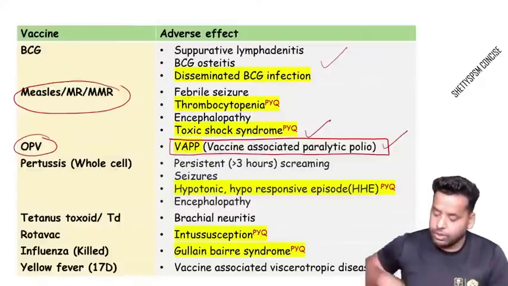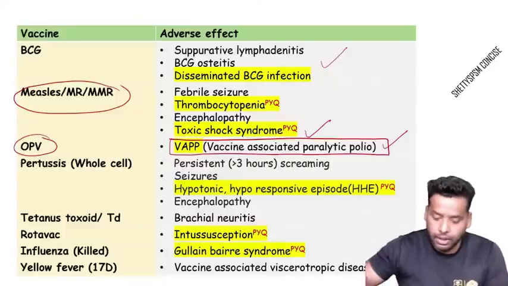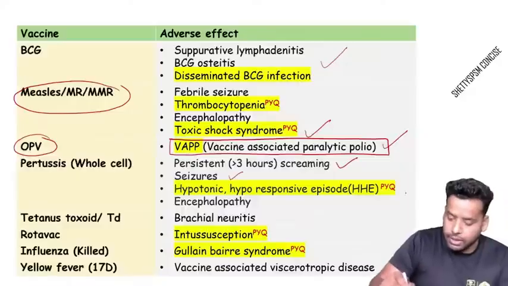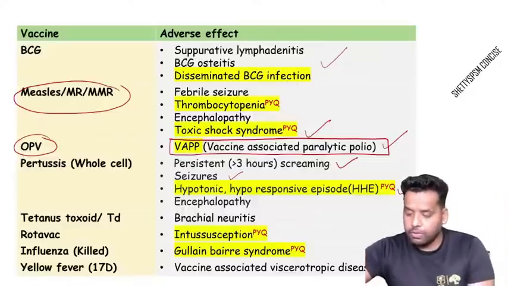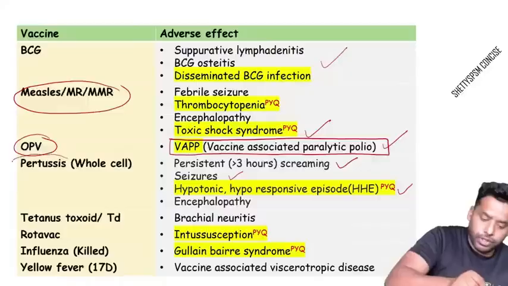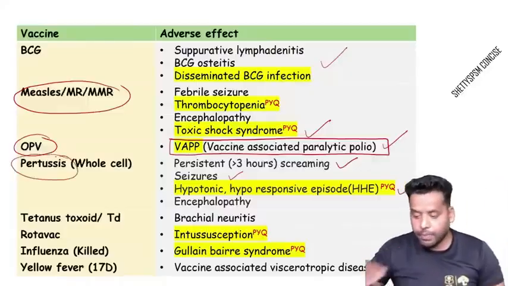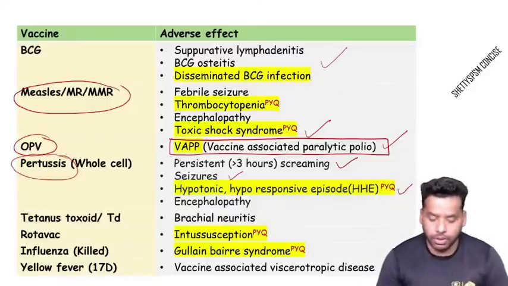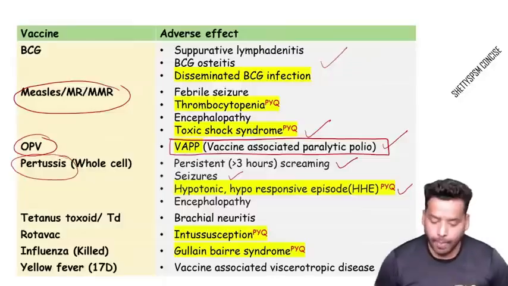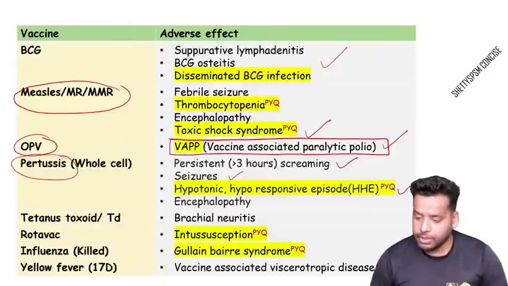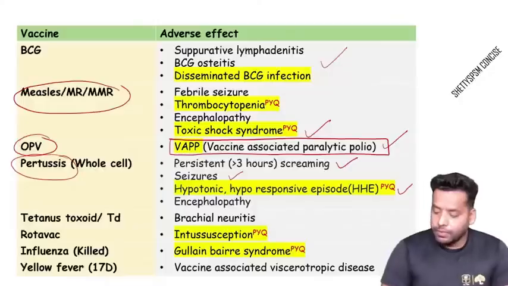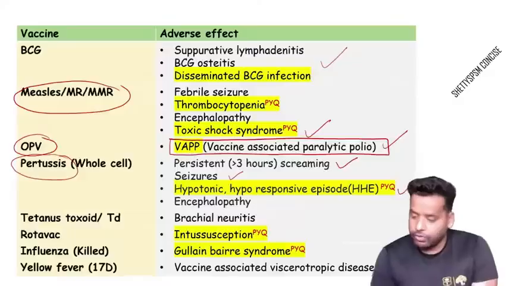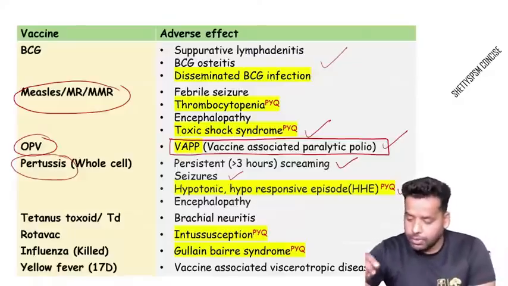Pertussis component, usually whole cell pertussis, can cause all these side effects: screaming, seizures. Hypotonic hyporesponsive episode is the side effect of which vaccine? HHE I am asking. Pertussis component, yes.